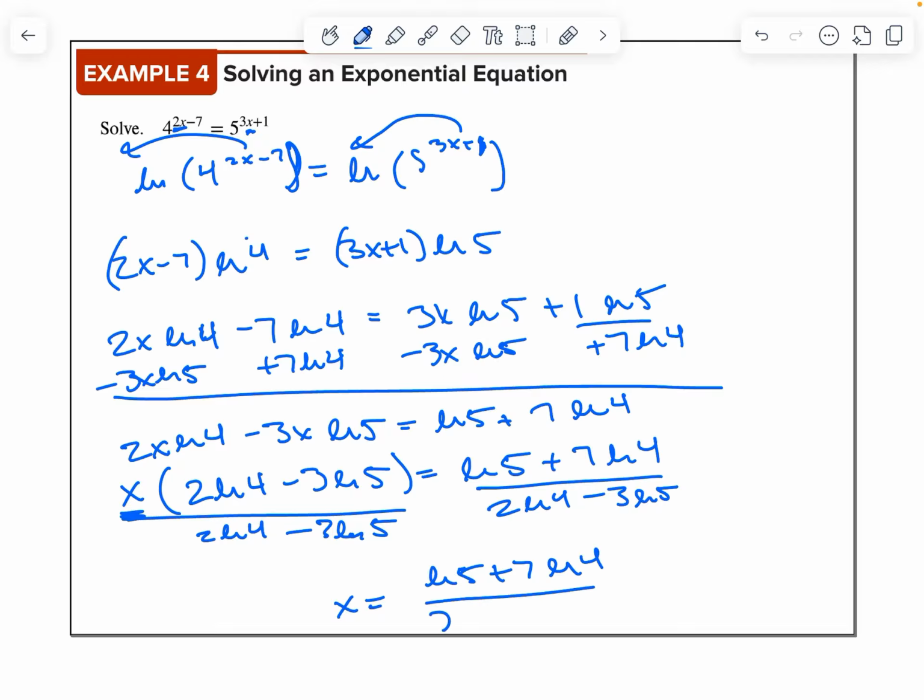I told you this was a tough problem. This is a really tough problem. You can watch this as many times as you need to until you get the hang of this. But the trick is getting all of your x's to one side, and that way you can factor an x out as a GCF.